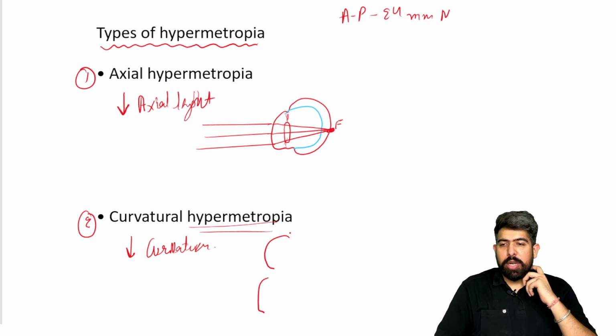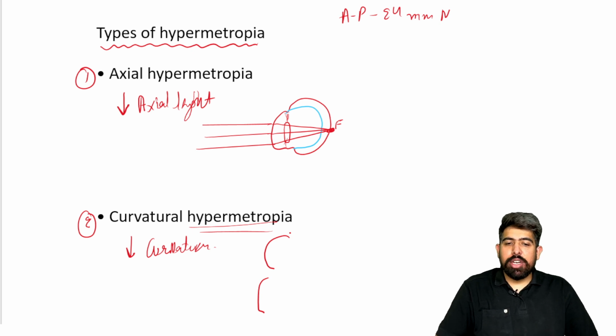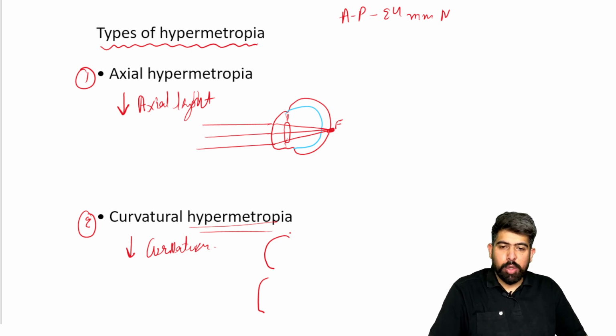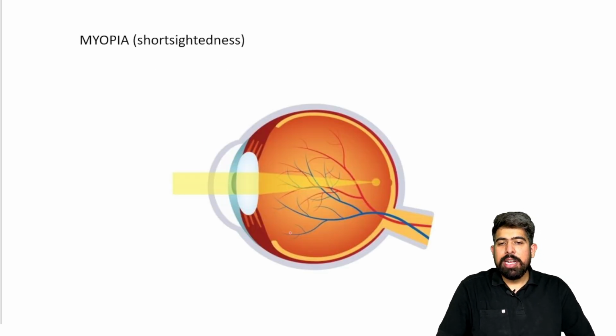So what are the two main types of hypermetropia? The one is axial hypermetropia. The second one is curvatural hypermetropia, right? So the two hypermetropias seen here are axial and curvatural, right? I hope you remember it. So this is about hypermetropia.